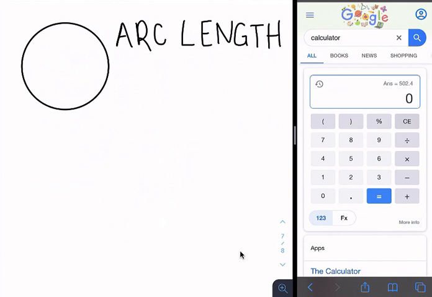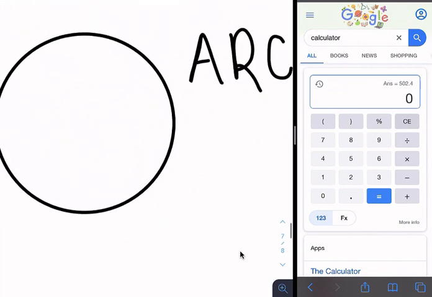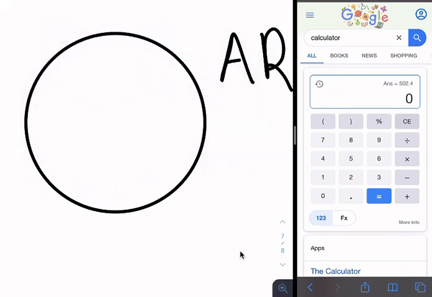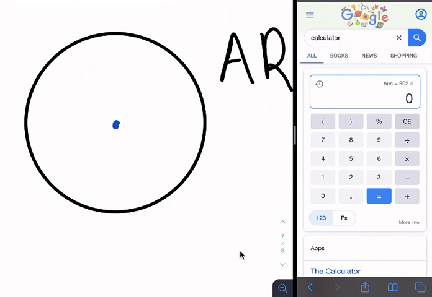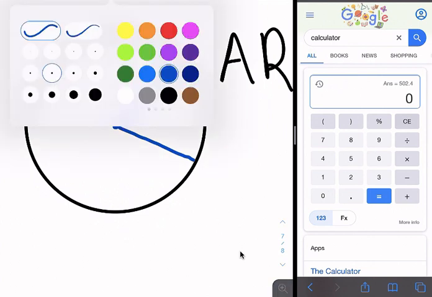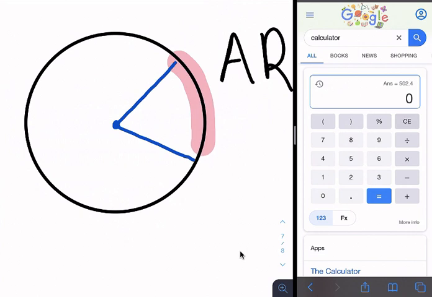All right, we are going to find arc length. So, arc length really is just part of the circumference. When you see an arc length problem, you might see something that looks like this. We have this part of the circle, and we are looking for the arc length of this piece right here.